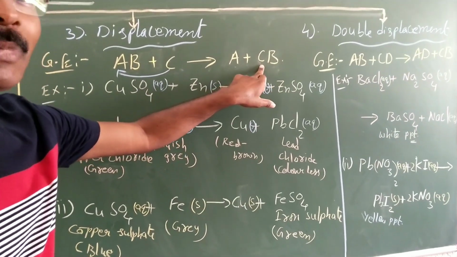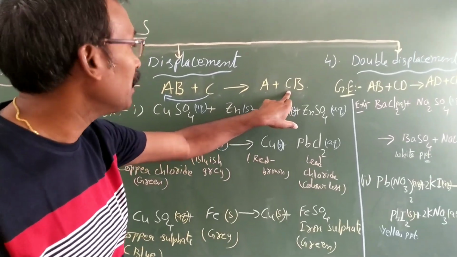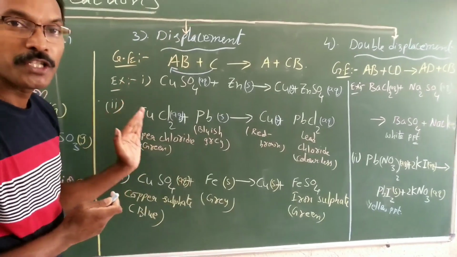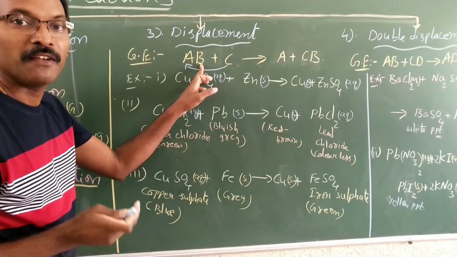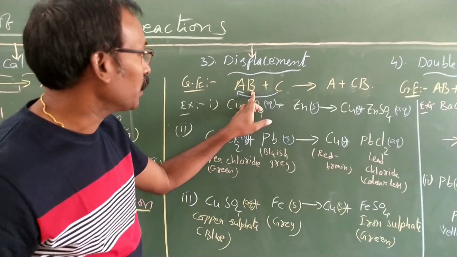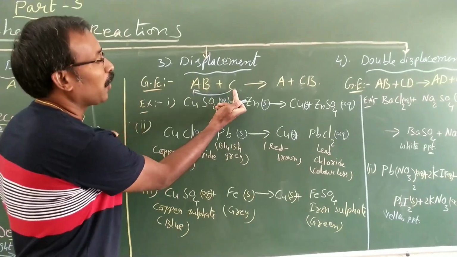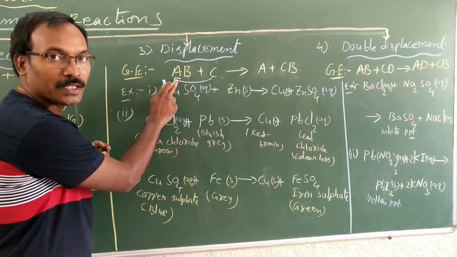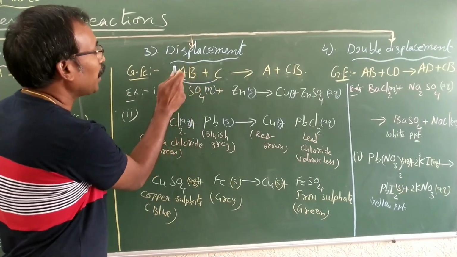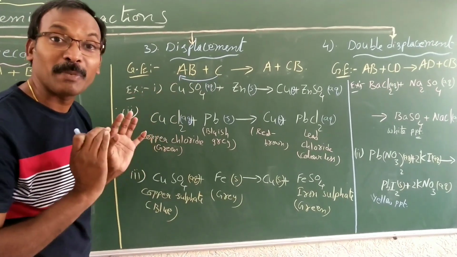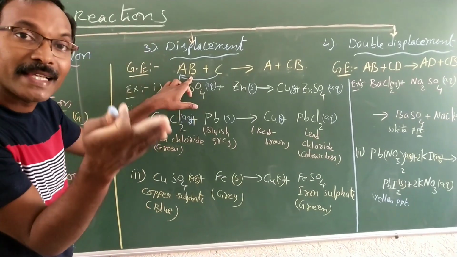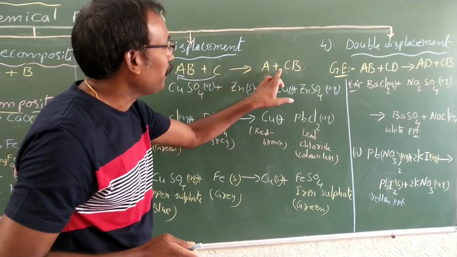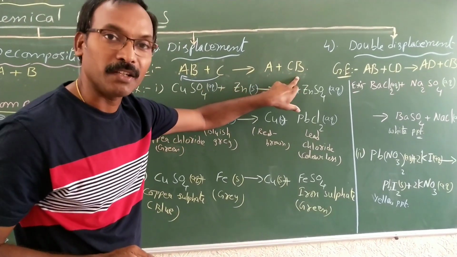We should not write BC. We should write CB, because here the first part is A. This is a positive ion and this is a negative ion, if it is an ionic compound. Okay. So from this ionic compound, this element is replacing the position of this A in this compound. That's why C should come to the place of A, not in the place of B. B is always the second part, not the first part. Okay. So A plus CB. This is the general equation.